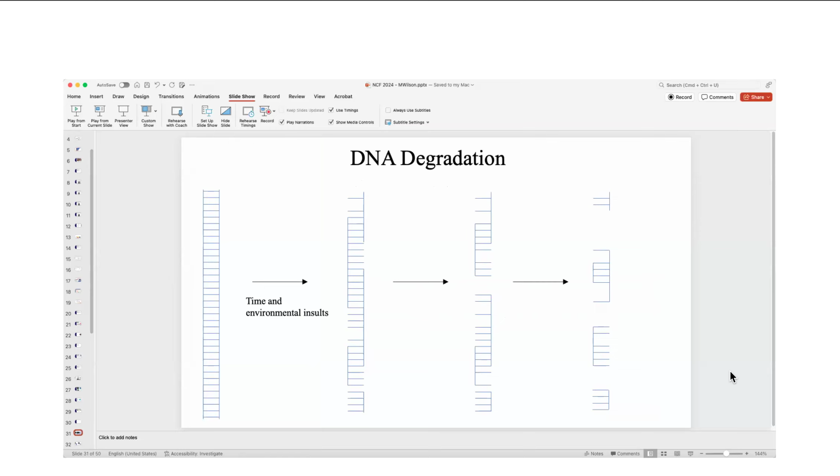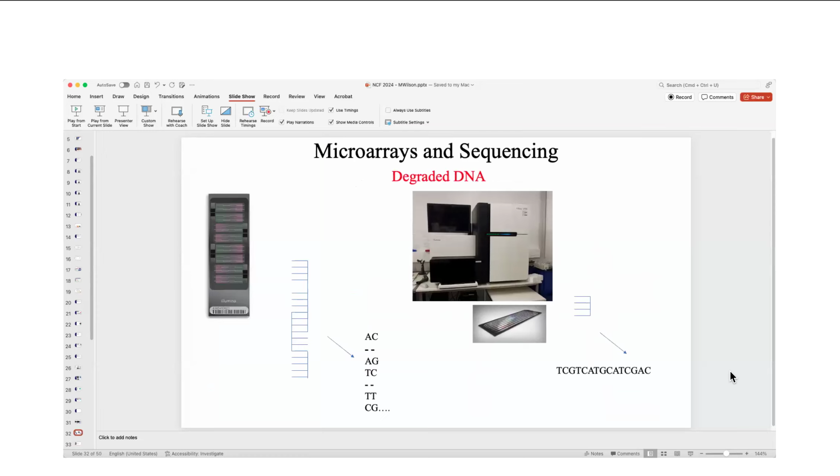And so at some point it falls apart to the point where it's just not useful anymore. And in that case, sequencing technology is a better choice. And that's shown on the right. You can generate short little sequences from short little fragments, whereas the microarray shown on the left has a difficult time with degraded DNA. It can handle some degraded DNA, but not as well as sequencing.